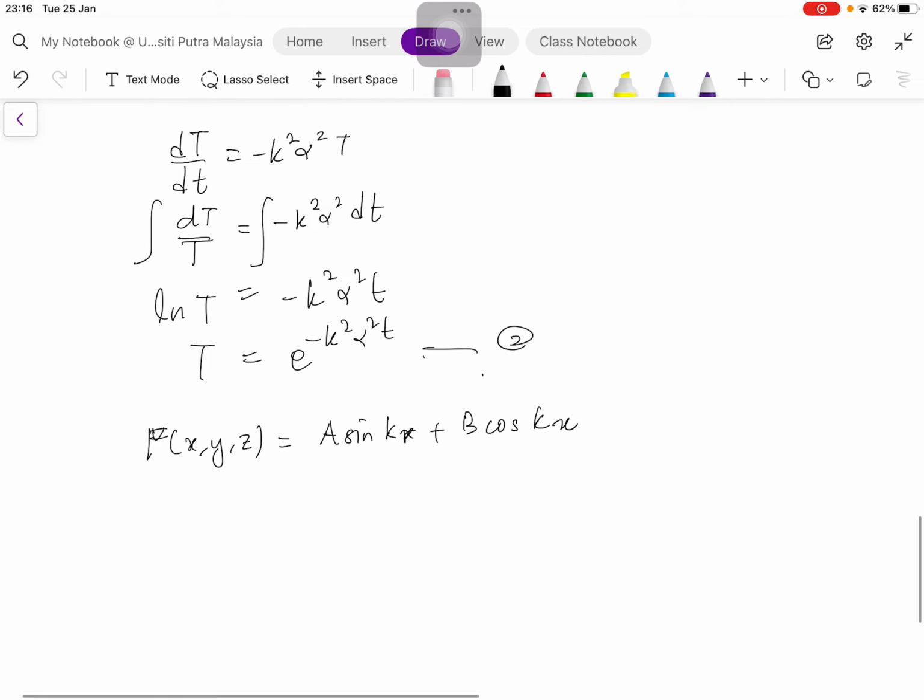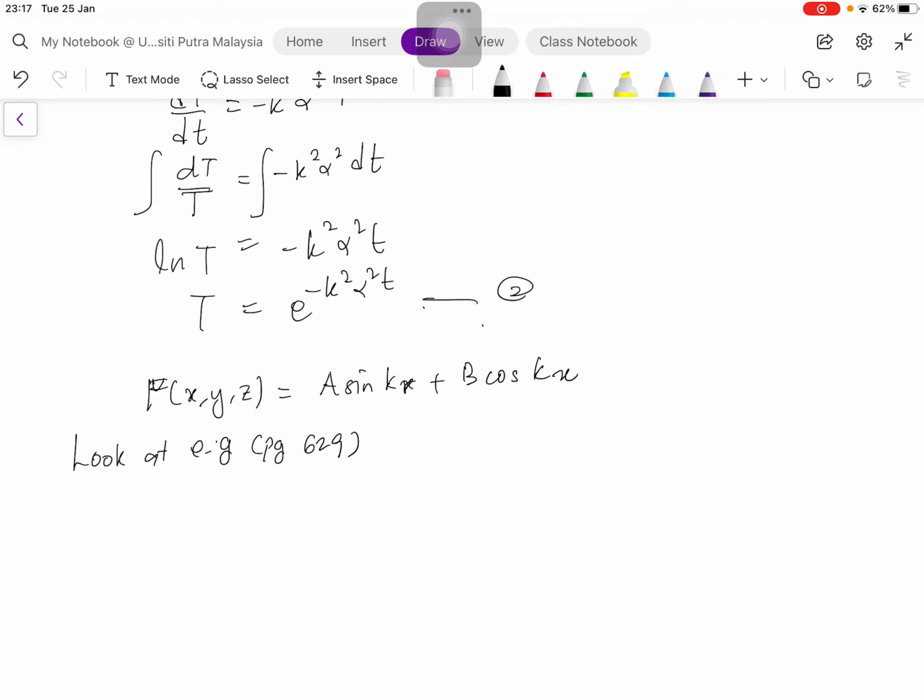Okay, so if you look at the example on page 629, I put here r, because r here can be x, y, z. So if you look at example 1 on page 629, the problem is in one dimension. In one dimension, you have here only the derivative d²f/dx².